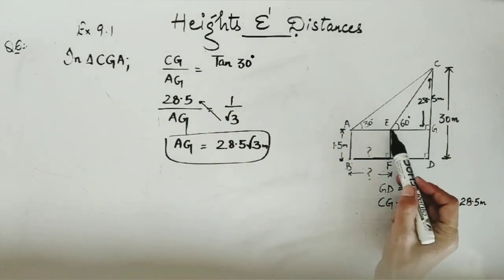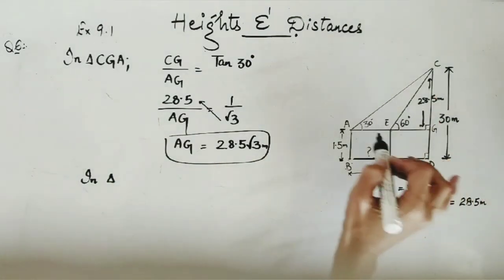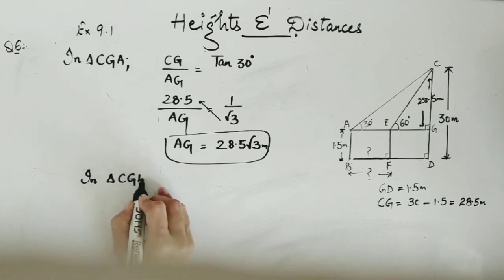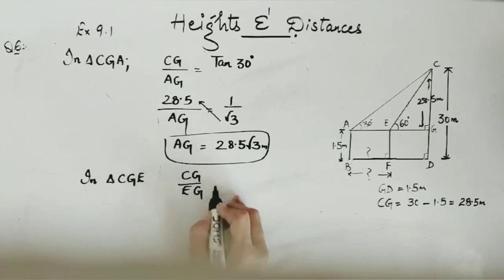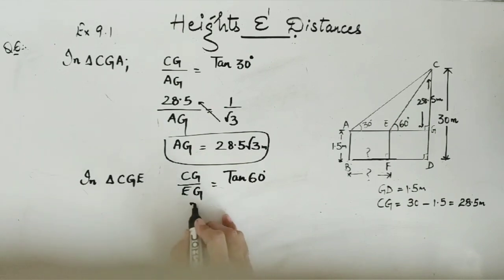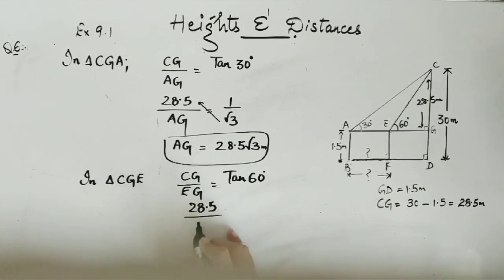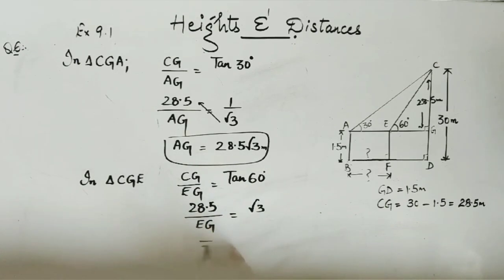Now let's find the length of EG. For that, we are now switching to triangle CGE. Here even it is CG upon EG equals tan 60. CG is 28.5, EG is unknown, tan 60 is root 3. So EG goes here, root 3 comes here. So this becomes 28.5 upon root 3.